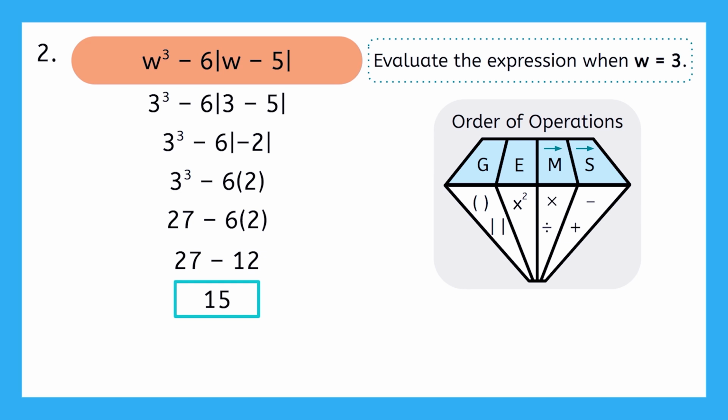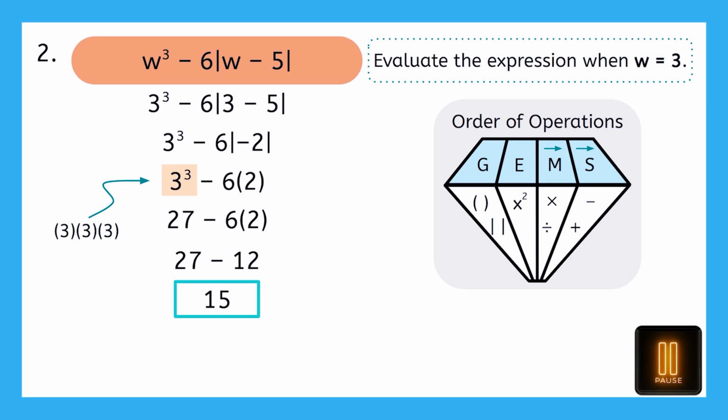Check your work. Remember, exponents represent repeated multiplication, so 3 to the power of 3 is 3 times itself 3 times, making 27, not 3 times 3. Feel free to pause if you'd like some more time to add to or adjust your work in your guided notes.